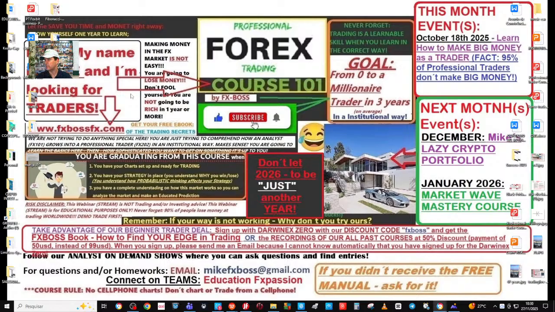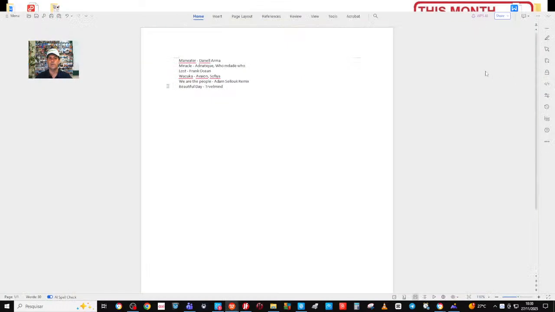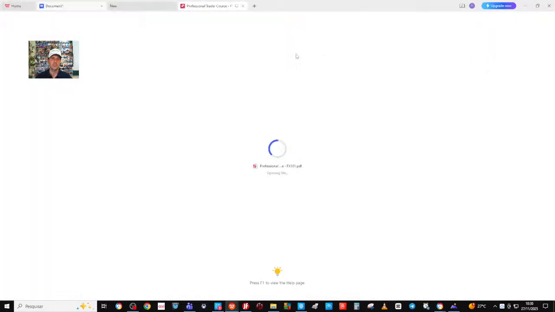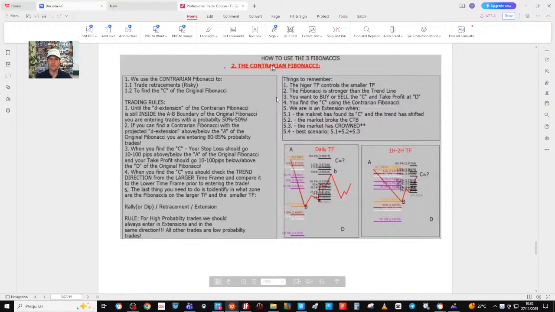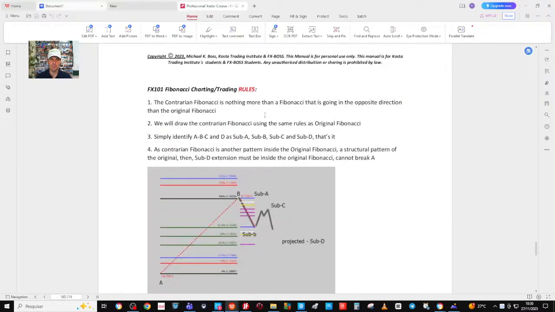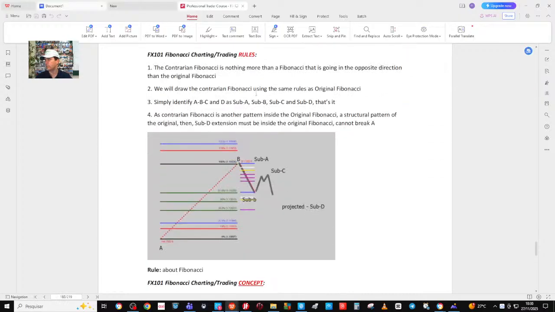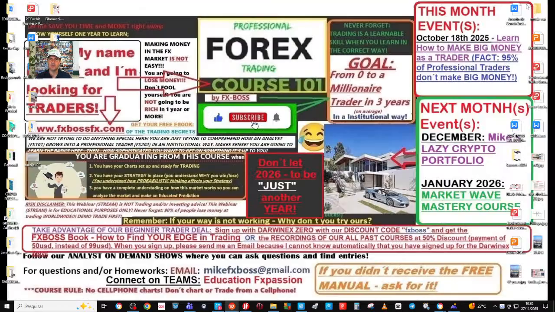Alright, how to find the contrarian Fibonacci in a downtrend. Never forget, the goal is to bring you from 0 to a millionaire trader in 3 years on average in an institutional way. What does this mean? You're first an analyst, then you become a trader. We are here learning contrarian Fibonacci, Fibonacci charting, trading rules, everybody. Sub A, sub B, sub C, sub D, of course.